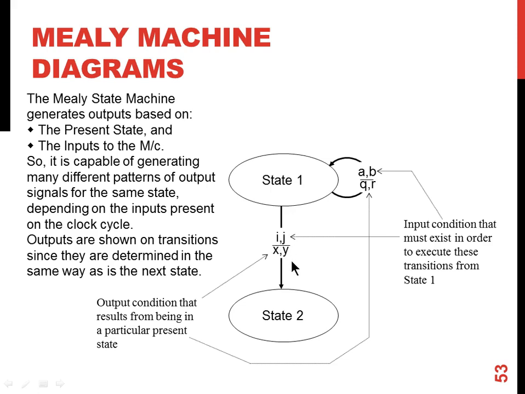Thus, input slash output. So the first part is input, the numerator, and the output is the denominator if it's a horizontal line. First is the input in the numerator, but the part after the slash is the output value. So that is how, even if you look at the state diagram, you can make out whether it's a Mealy FSM or a Moore FSM.